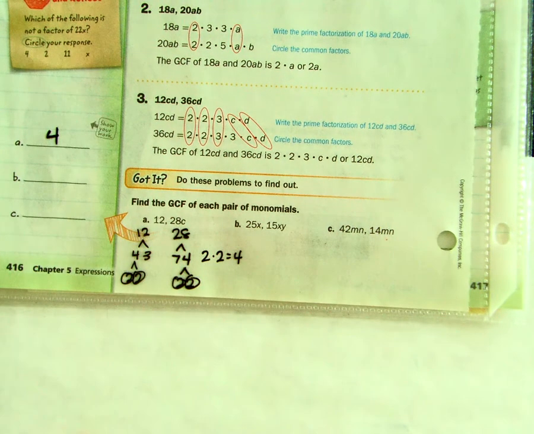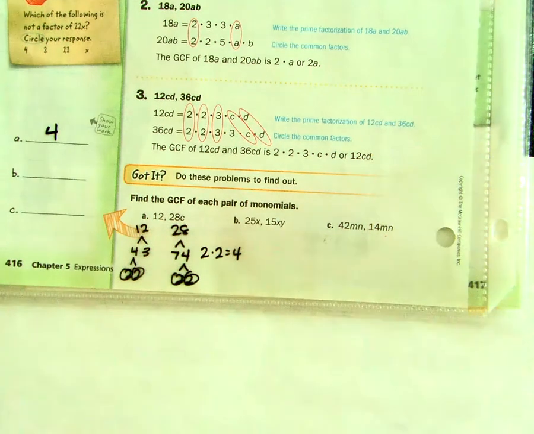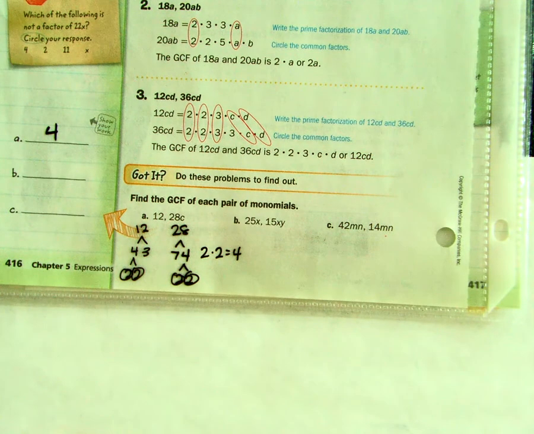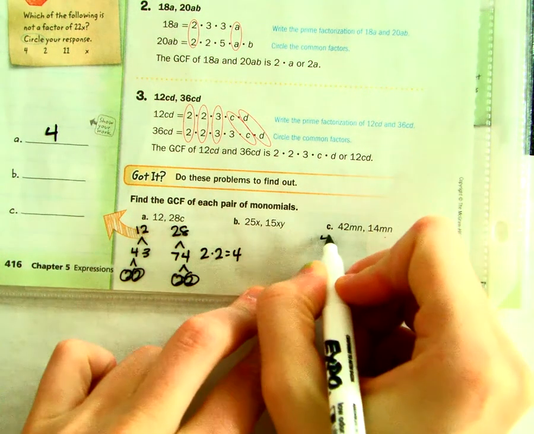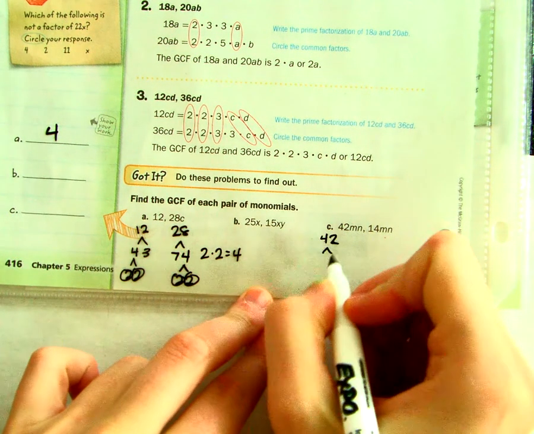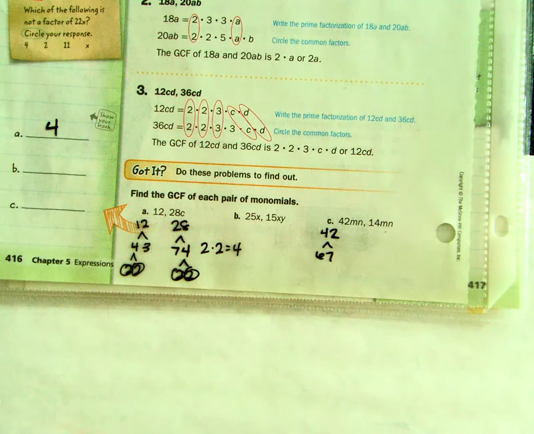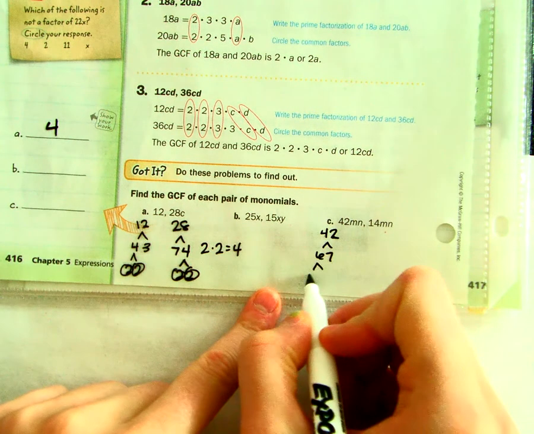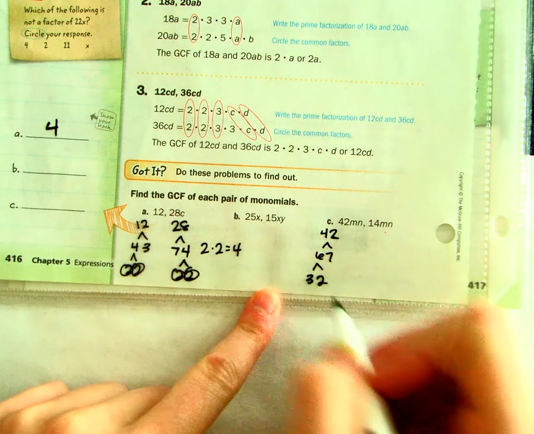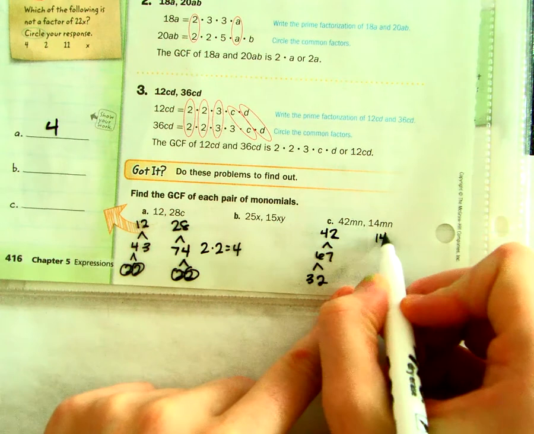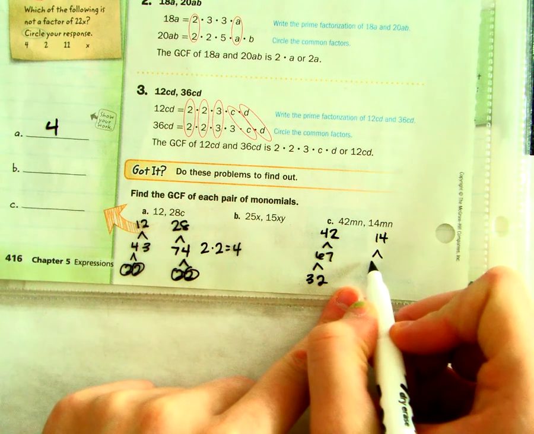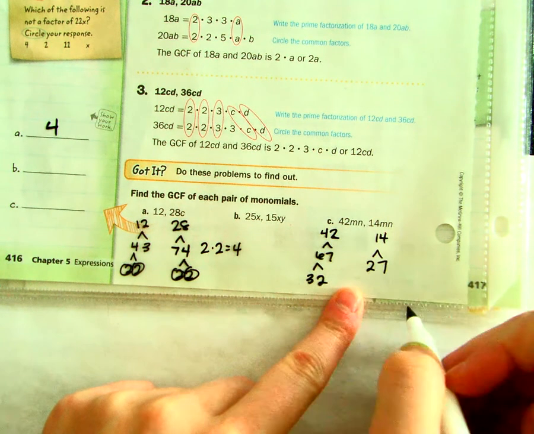If we look at letter C, I have 42mn and I have 14mn. First, I'm going to factor my numbers. I'm going to start with 42. I know that 6 and 7 go into 42. I can factor my 6 down into 3 and 2. Now I have all prime numbers, so I move to 14. 14 can be factored into 2 and 7, and those are both prime numbers.